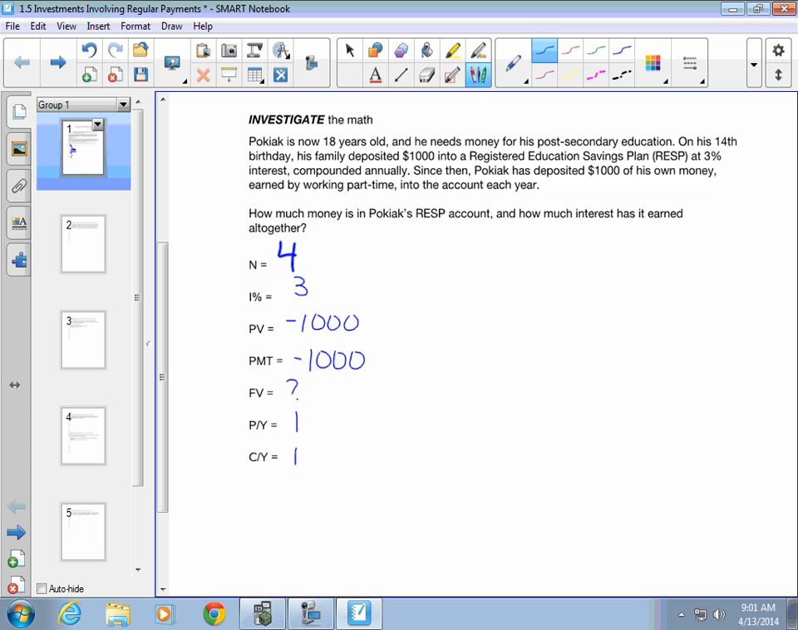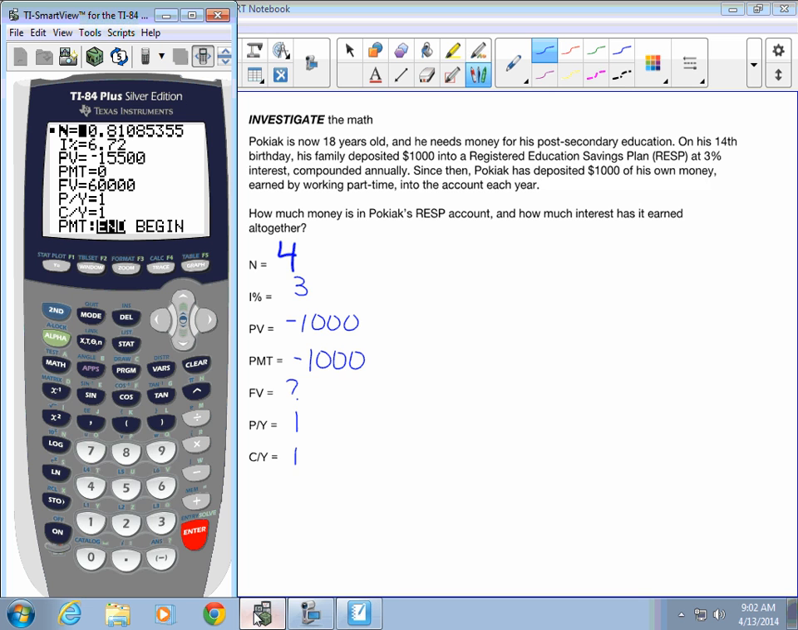So if we bring up the calculator here, our N was equal to 4. Interest was 3. Present value, he or his family put in $1,000. Every year he's taking $1,000 and putting it in there. We want to find the future value. Payment per year and compounded per year are the same.